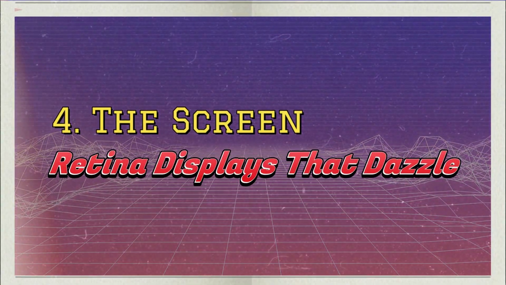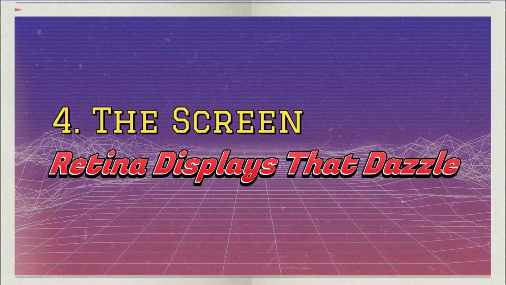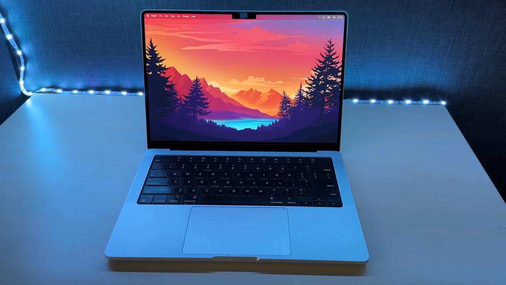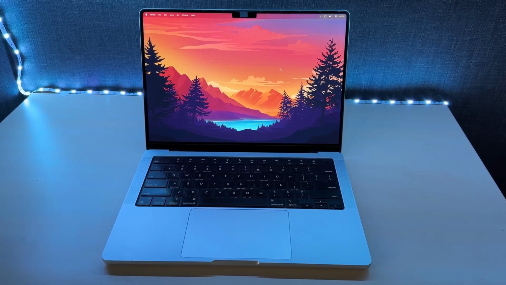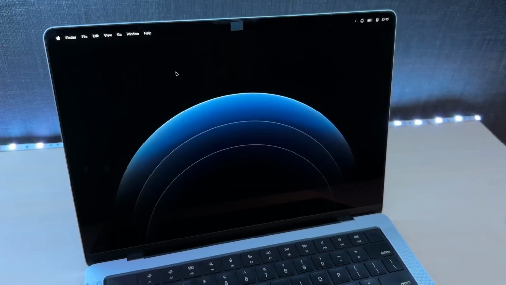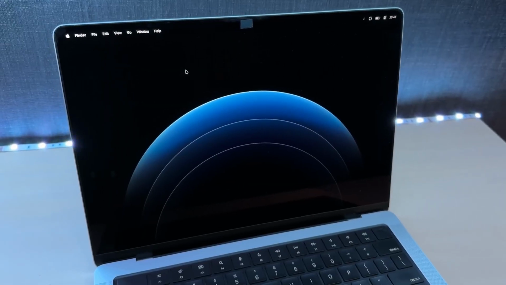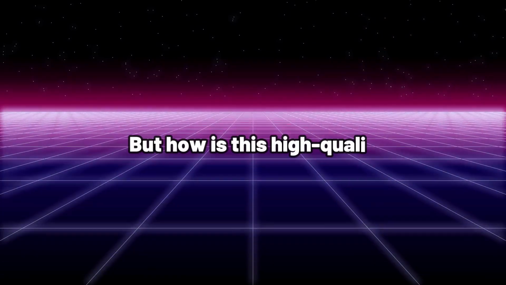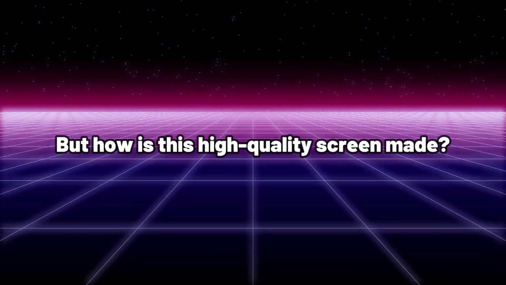4. The screen, retina displays that dazzle. Now let's talk about the screen, the part that grabs your attention every time you open a MacBook. Apple's retina displays are carefully made to ensure crisp visuals and vibrant colors. But how is this high-quality screen made?